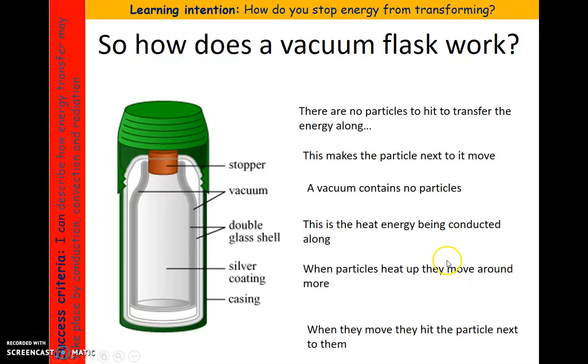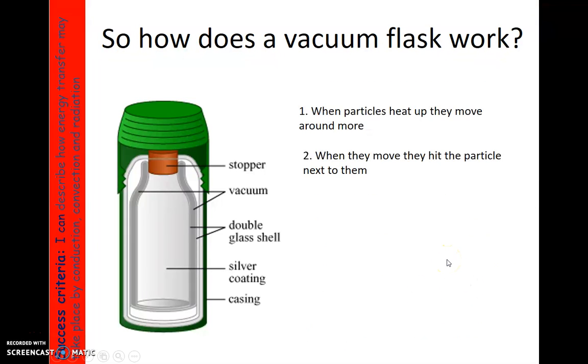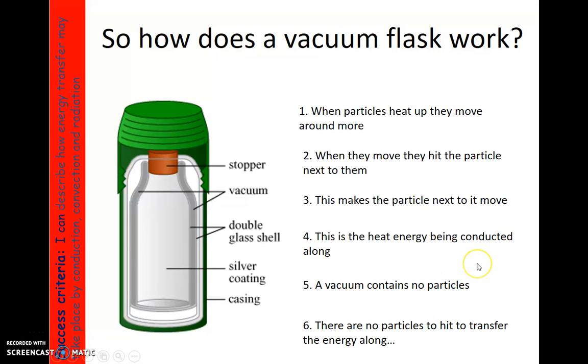Okay, hopefully you paused the video. This is the correct order. So you can see we're using, when particles are heated up, they move around. When they move, they hit the other particle. So we've got some conduction. A vacuum contains no particles, so we're stopping convection and conduction, as there are no particles to transfer the energy along. And we've got this silver coating to reflect the energy back into whatever is in the vacuum flask.